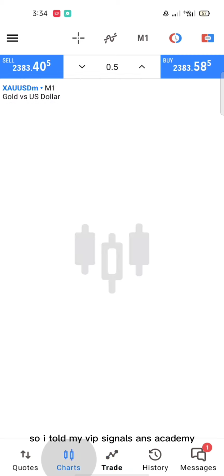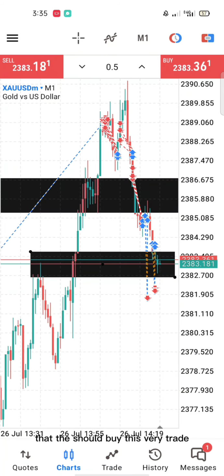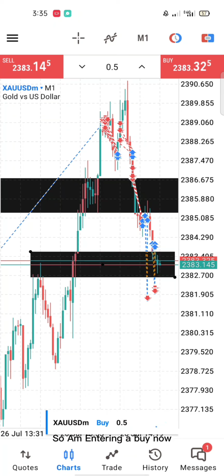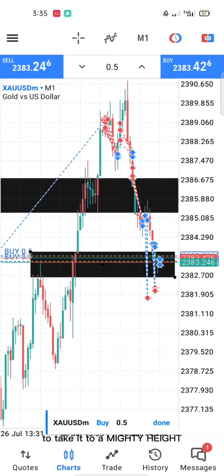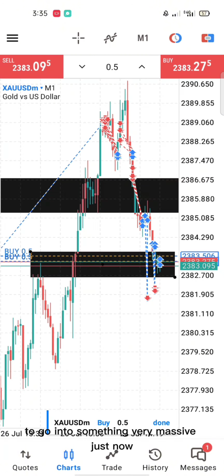So currently I told my VIPs and my signal group they should buy the very trade. My academy, they should buy the very trade. So I'm entering a buy on the very trade. I'm entering to buy to the upside. Let's enter our buys and take it to a mighty height. I'm entering buys to go into something very massive just now.